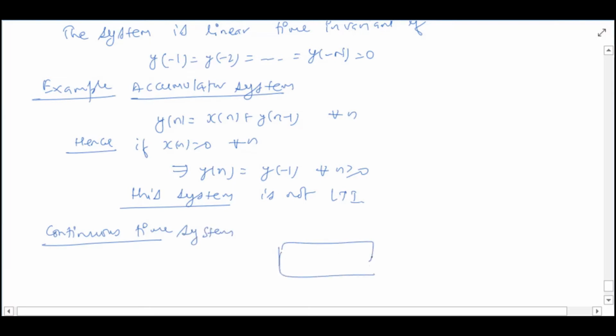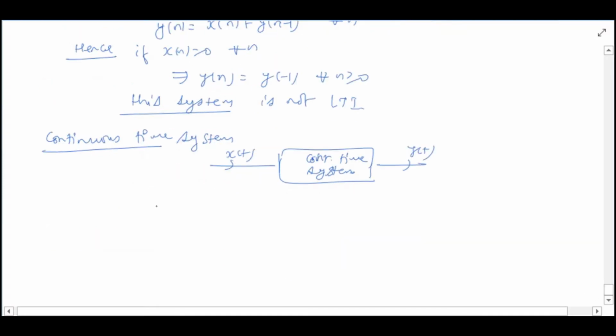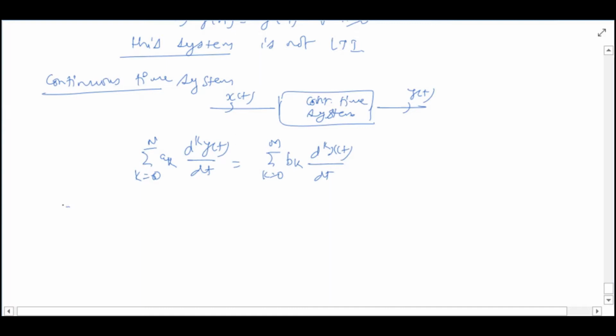Let us now see a continuous time system. Its input is x(t) and output is y(t), and say y(t) and x(t) are related as follows: the sum for k equals 0 to N of a_k d^k y(t) over dt^k is equal to the sum for k equals 0 to M of b_k d^k x(t) over dt^k. Again, it turns out that the system is linear time invariant if all the initial conditions are 0.